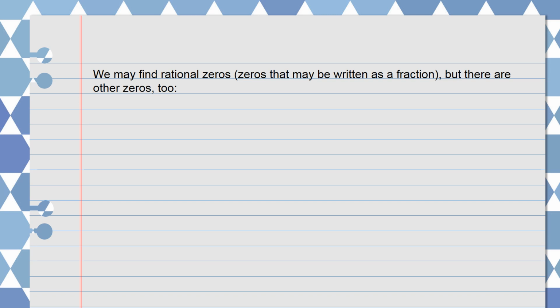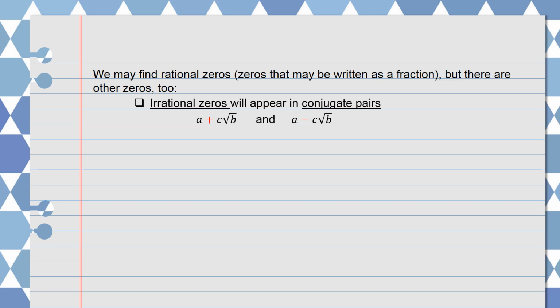Now, we just talked about finding rational zeros, which means zeros that may be written as a fraction, but there are other zeros too. The first one is called irrational zeros, and they will appear in conjugate pairs. An irrational zero is of the form a plus c square root b, and will also be paired with a minus c square root b. What makes them conjugates is that one has a plus and one has a minus. So to make sense of this, a numerical example would be 1 plus square root 3 and 1 minus square root 3.